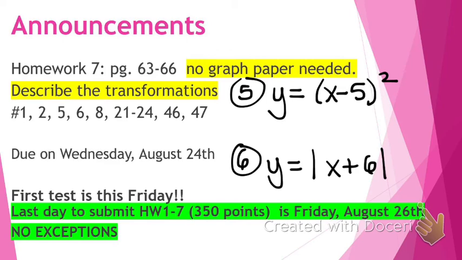So for number 5, raise your hand if you know what happens to that one. Right 5, exactly, because this is your H. Now H is what is inside, but you always flip it. So H is not negative 5, H is positive 5. And when H is positive, it moves the graph to the right. So this moves right 5. Go ahead and do number 6 by yourself.